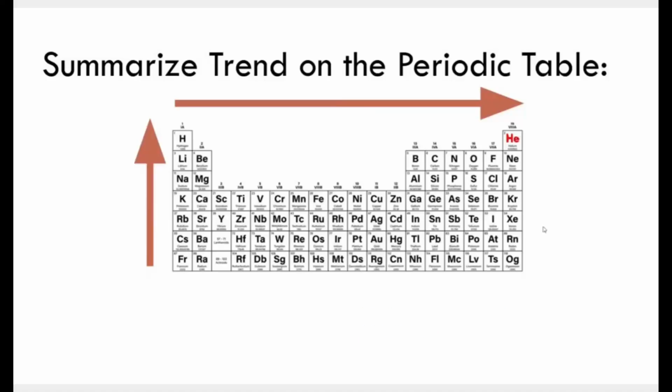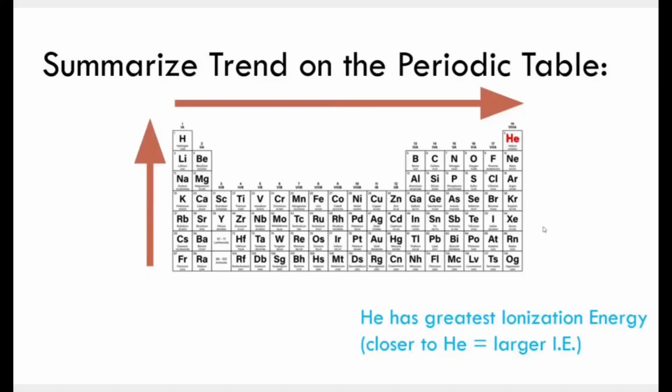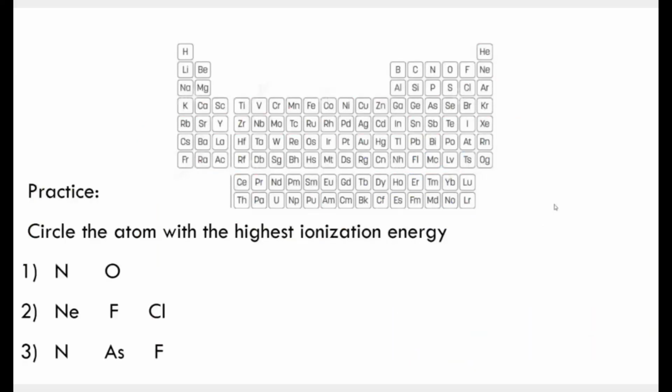So if we summarize all of this down to a single element, helium is at the top right. So He has our biggest IE. Helium has our biggest ionization energy. A lot like what we were doing with francium with our last trend, with our ionization energy, we just have to remember helium is the biggest of this trend, and then the closer we are to helium, the larger that ionization energy is. So let's go through these examples.